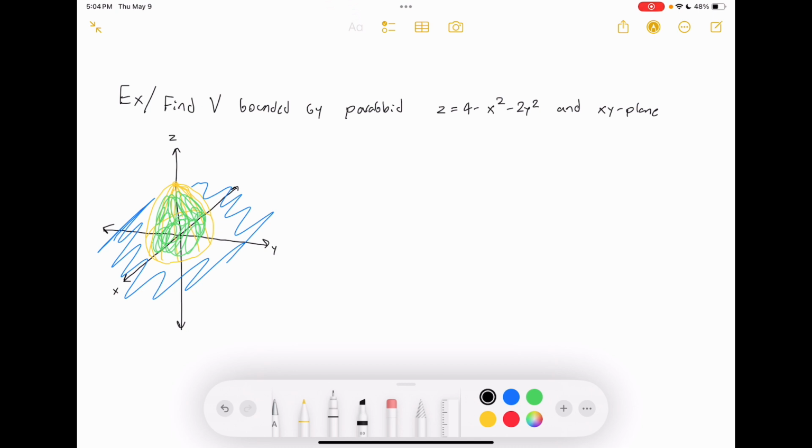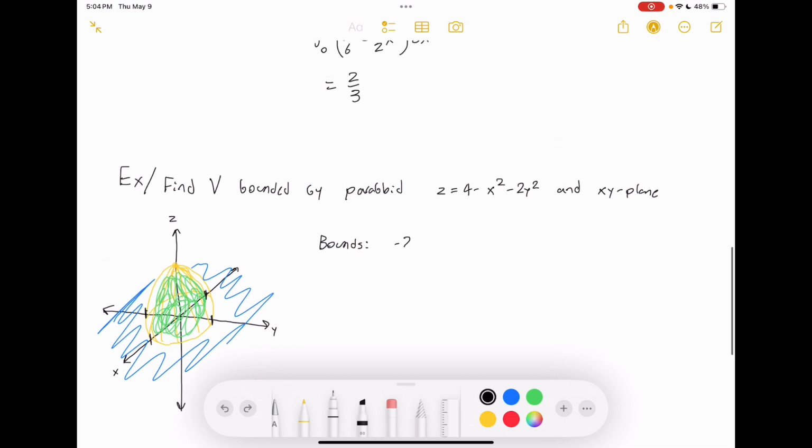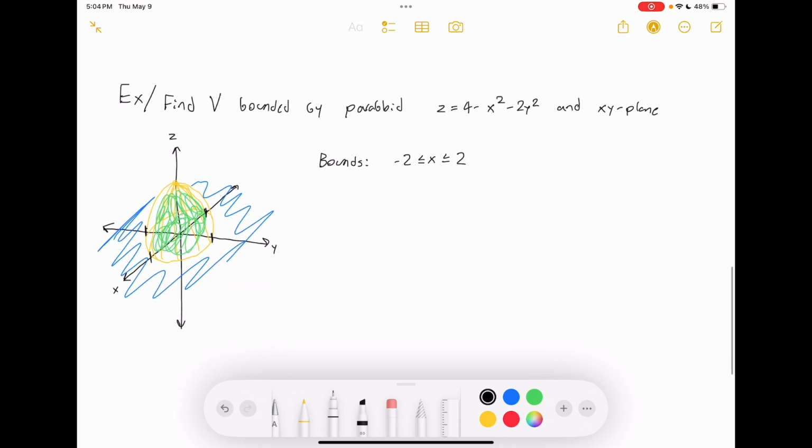Now, how do we actually go about finding these bounds? Well, if you draw it out and you label these points correctly, we are going to find out that all of these little black tick marks here are going to be at 2 or negative 2. So the maximum value for x is going to be 2, and the minimum value is going to be negative 2. So knowing that, we can set our bounds for x. Negative 2 is less than or equal to x is less than or equal to positive 2.